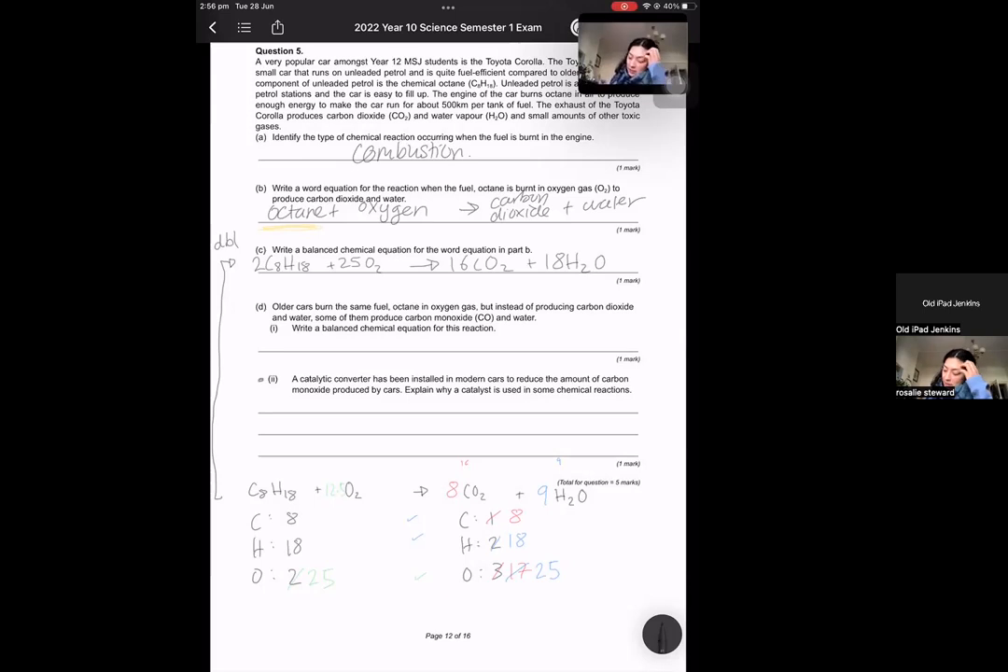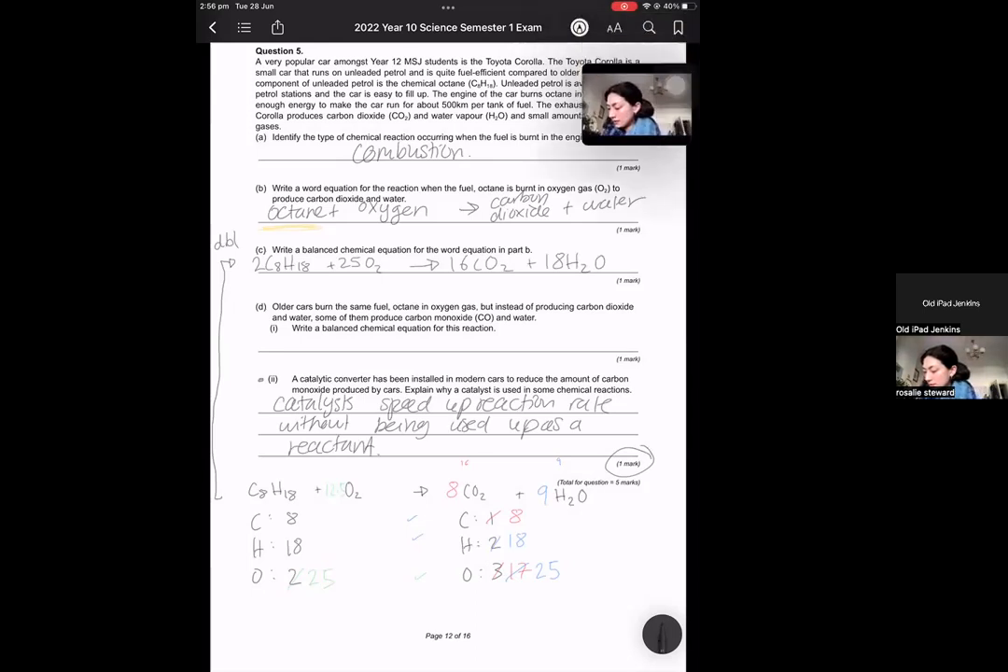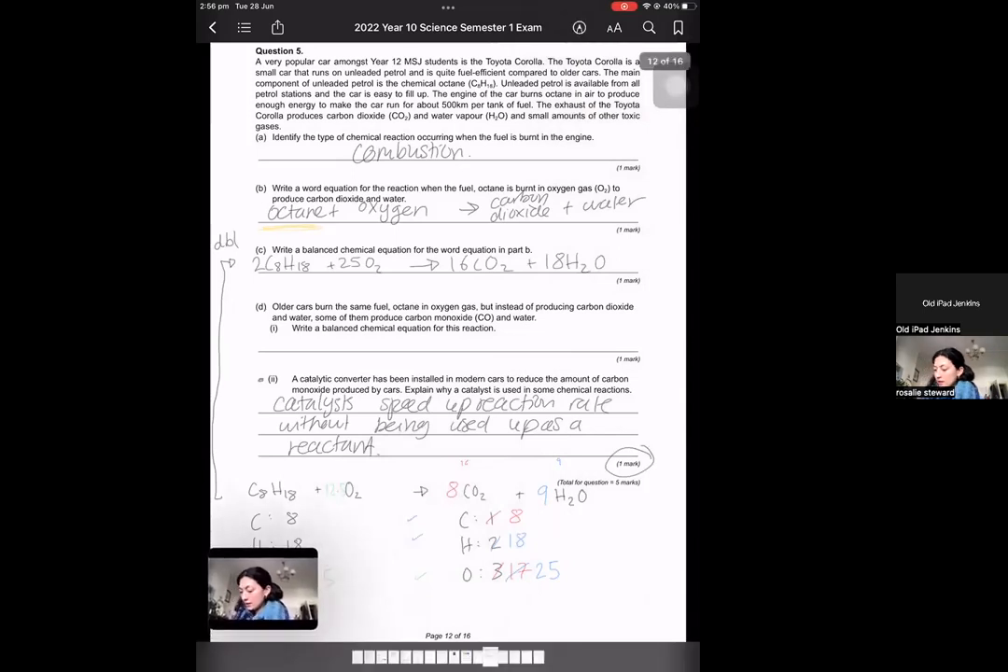A catalytic converter has been installed in modern cars to reduce the amount of carbon monoxide. Why are catalysts used in some reactions? Okay, so 1 mark. All that catalysts do is speed up reaction rate. That is all you need for the mark. You can also say, if you're feeling nervous, without being used up as a reactant. Sorry about D there. I just can't really find the space for it in this document.